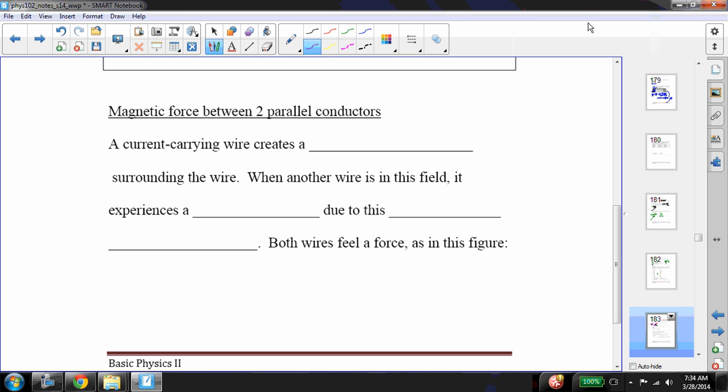Okay, now let's look at the magnetic force between two parallel conductors. A current carrying wire creates a magnetic field surrounding the wire. We've already seen that before. We can find the direction of it with the curl rule, and then we can also find the magnitude of it as we gave, mu naught I over 2 pi r.